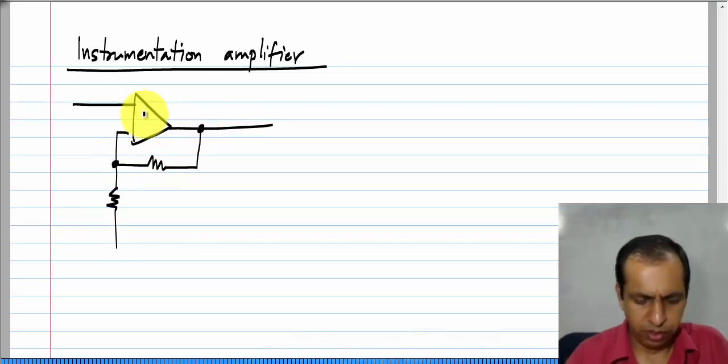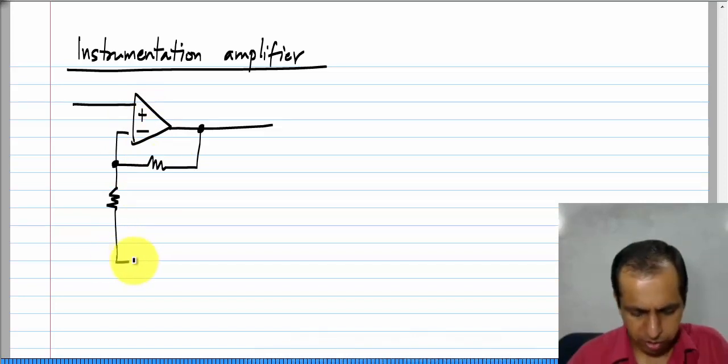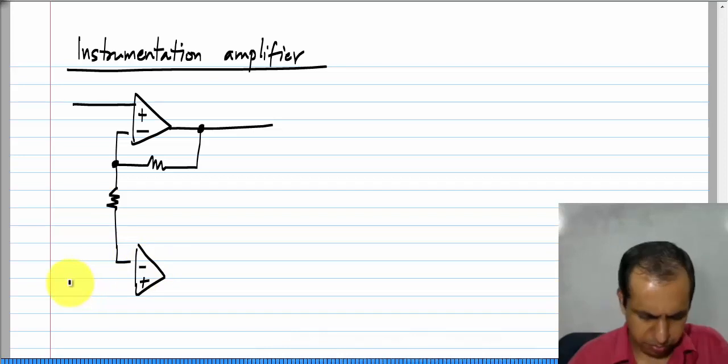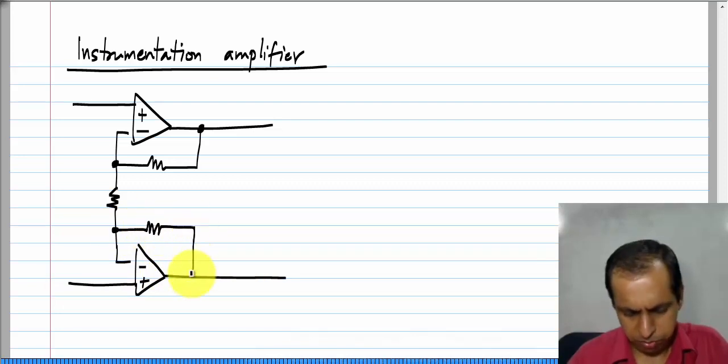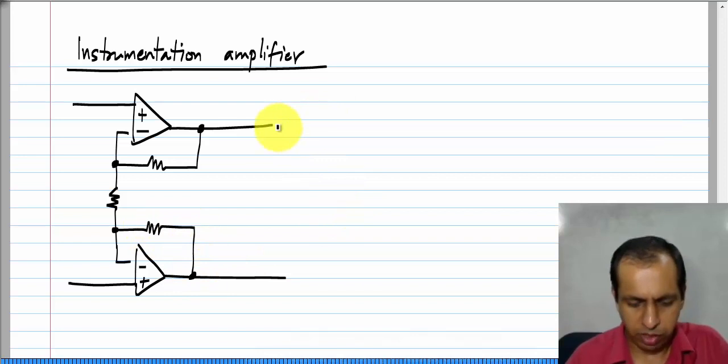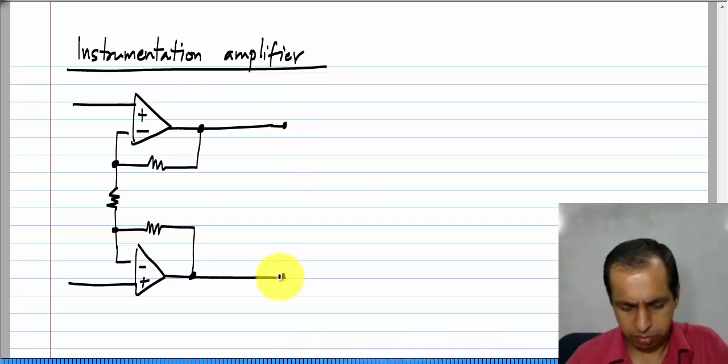It is based on the non-inverting amplifier and it can be derived from that, but I am here just putting down the circuit. This has two op amps and you will be able to verify that each of them is in negative feedback.